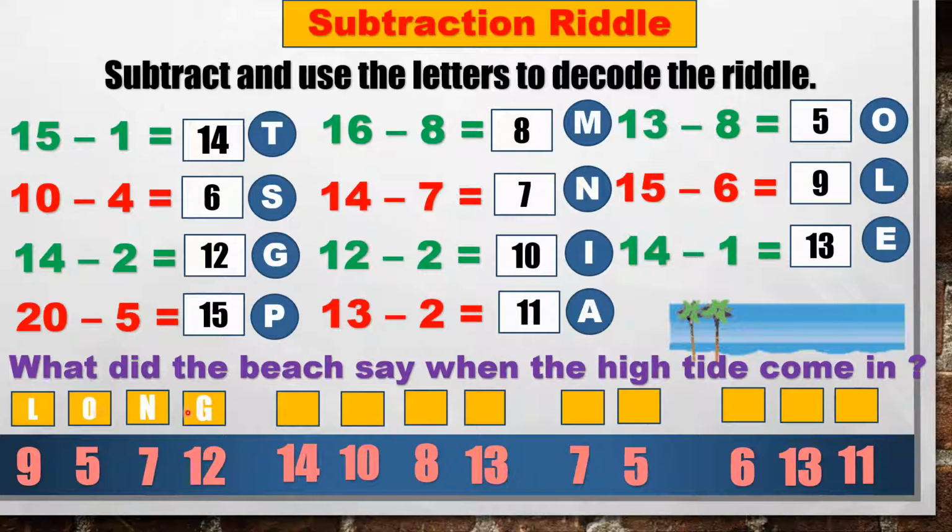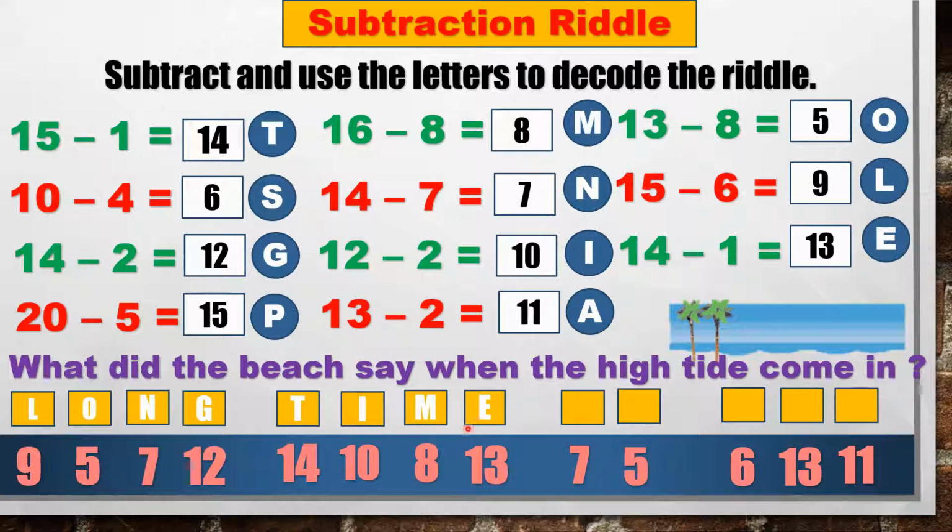So here which word comes? L-O-N-G. Long. Now next. 14 number is given below and upside write the letter. 14, which letter here? T. Next 10, which letter? I. Next 8, which letter? M. 13. So 13, which letter? E. So here T-I-M-E. Time.